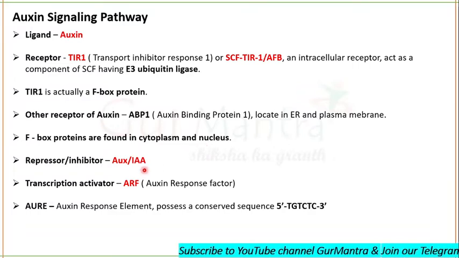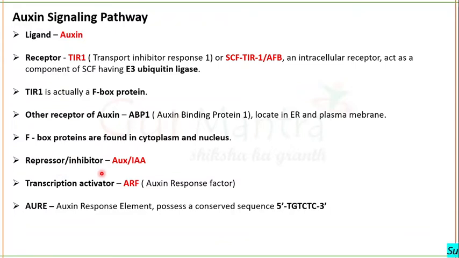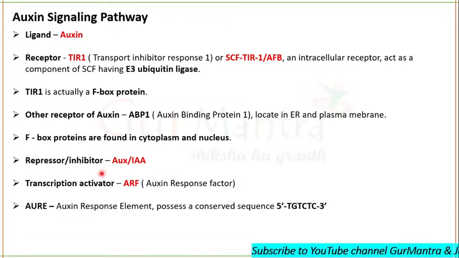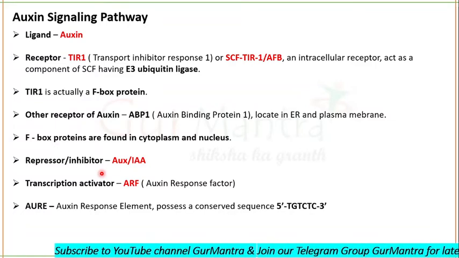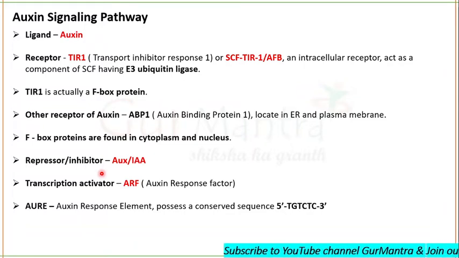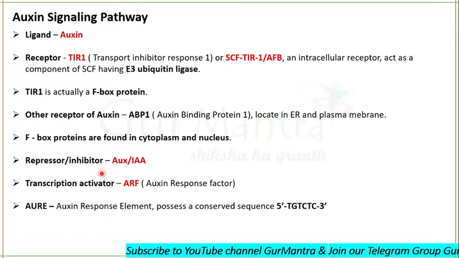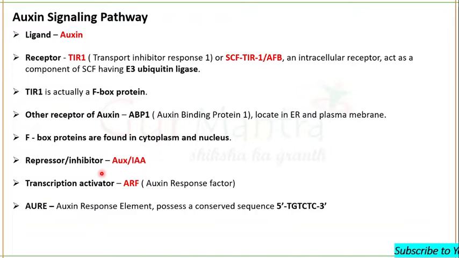Here comes the villain now. It is about the hero. Now it is about the villain. The repressor or inhibitor is the villain, which is AuxIAA in the case of the auxin signaling pathway. And there are also some transcription activators, which are auxin response factors.